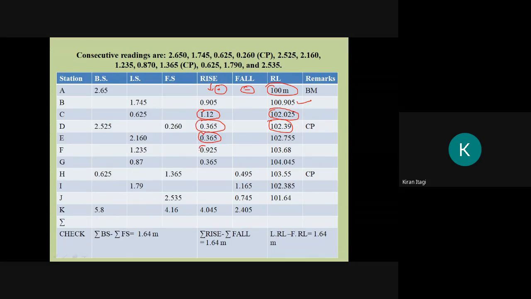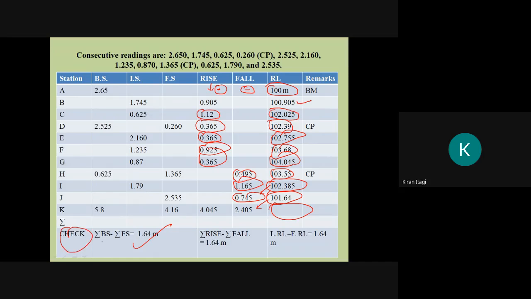Okay, similarly go on doing the calculation. Now here, 104.045 minus, see it is a fall, so you do minus, and you will get 103.55. Again it is negative, so we subtract to get the RL. Subtract this from this one, you will get the RLs. Similarly it goes on. So this is how we do the calculations.